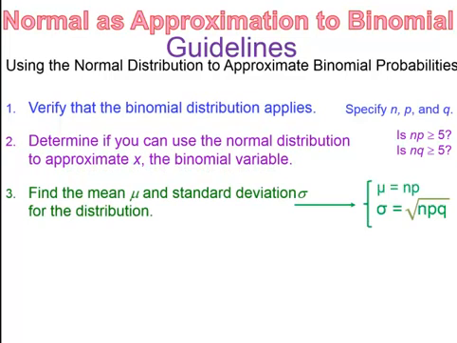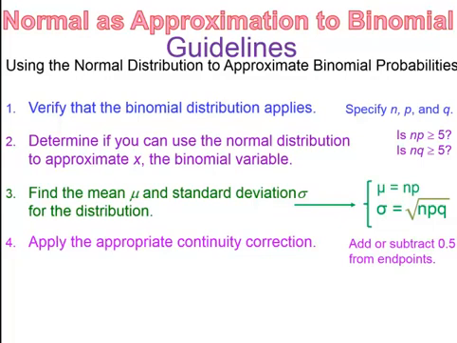Next, you want to find the mean and the standard deviation using these formulas. The mean is made up of your sample size times your probability of success. Your standard deviation is the square root of the sample size times the probability of success times the probability of failure. And then you apply the appropriate continuity correction.